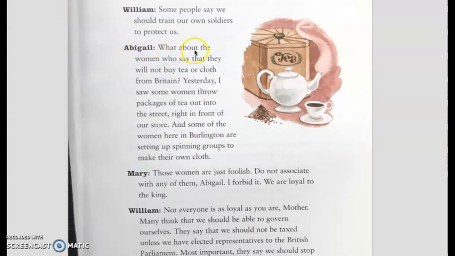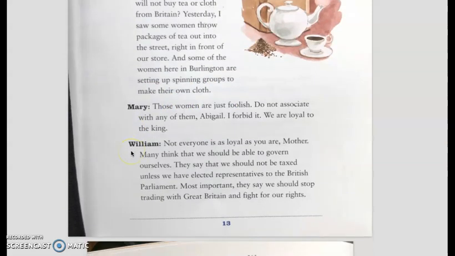Abigail. What about the women who say that they will not buy tea or cloth from Britain? Yesterday, I saw some women throw packages of tea out into the street, right in front of our store. And some of the women here in Burlington are setting up spinning groups to make their own cloth. Mary. Those women are just foolish. Do not associate with any of them. Abigail, I forbid it. We are loyal to the king.